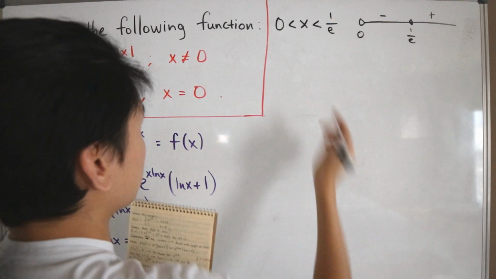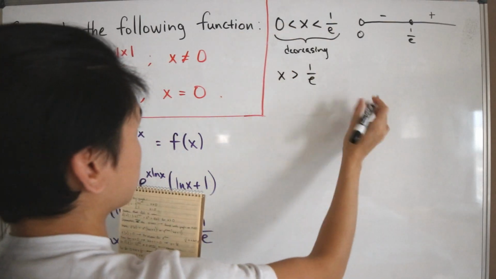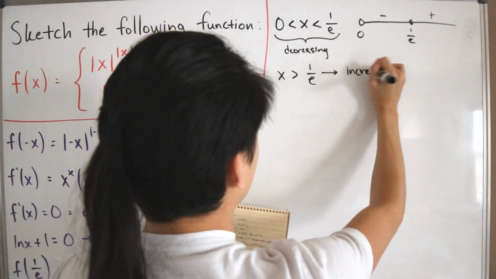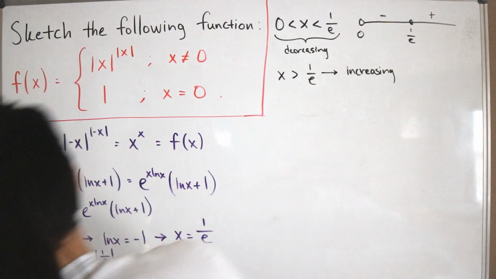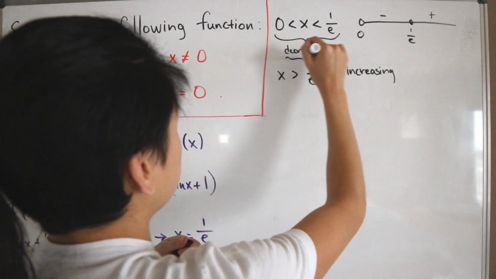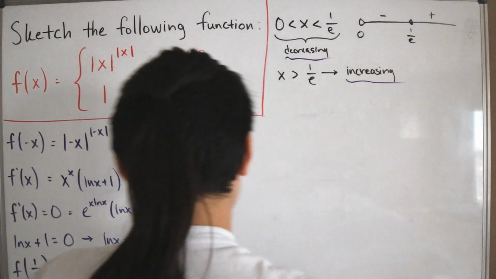So therefore, with this justification over here, that means this is going to be decreasing, and then for x strictly greater than 1 over e, that means this is going to be increasing. So those are some key things to note before we actually sketch our final product. So let me actually underline this so we actually get an idea. Increasing and increasing.